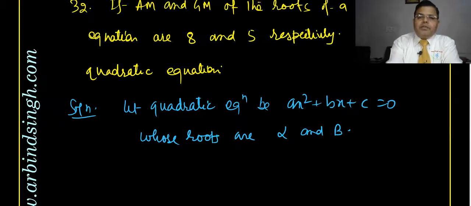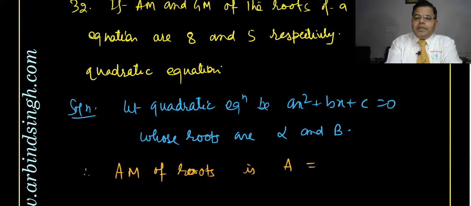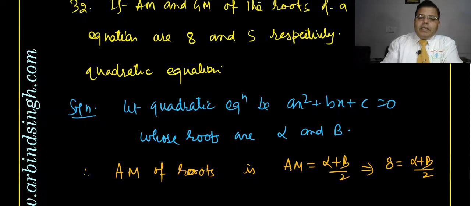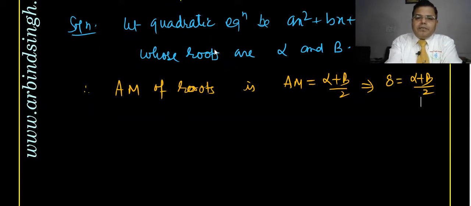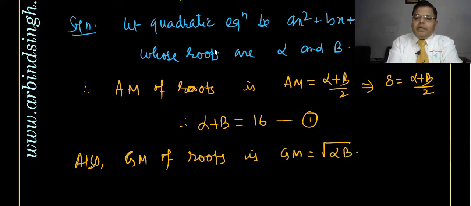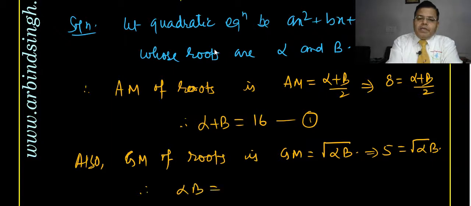Then the arithmetic mean of the roots, that is alpha and beta, is alpha plus beta by 2. But it is given that the arithmetic mean is 8, so alpha plus beta by 2 is equal to 8, and therefore alpha plus beta is 16. This is the first one. Also, the geometric mean of the roots is under root alpha beta, and it is given that this is 5, so under root alpha beta is 5, and therefore alpha beta is equal to 25.